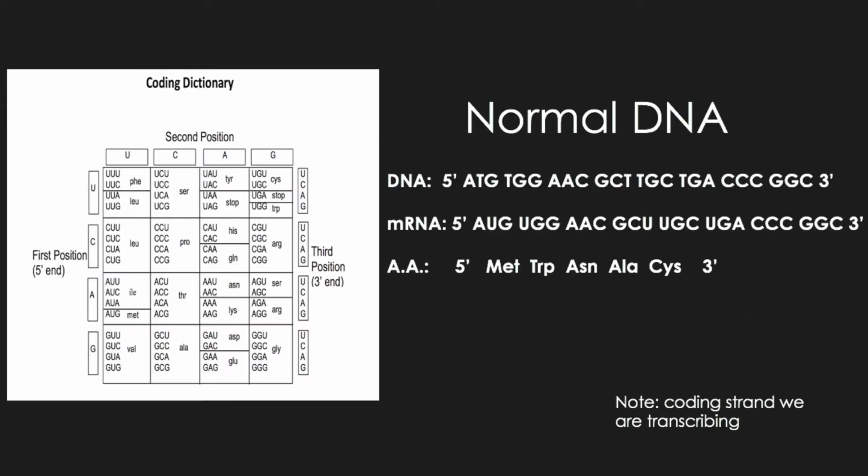To show the effects of point mutations, we will be using this DNA sequence as our reference. Please pause the video and become familiar with it. Also note we are transcribing the coding strand of DNA. Therefore, the mRNA will be the same except the T's will be U's instead.